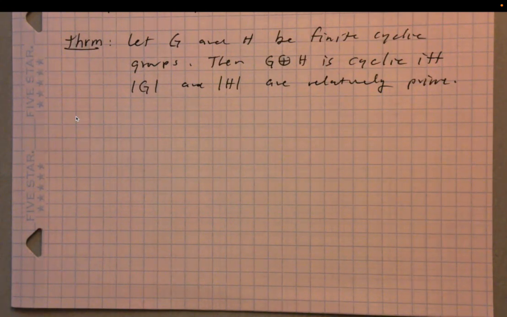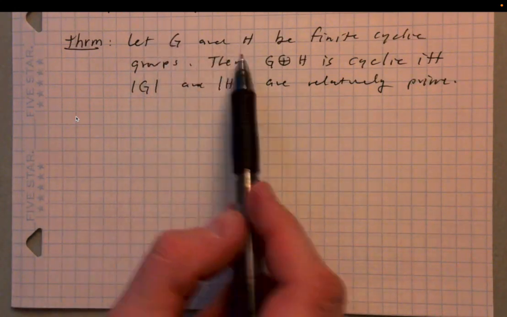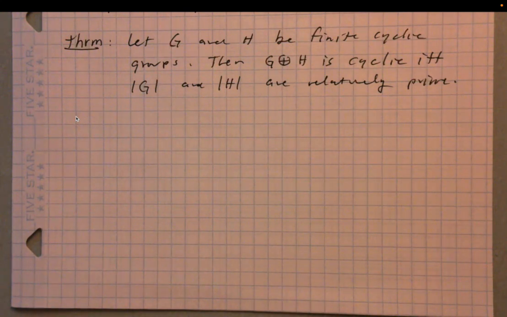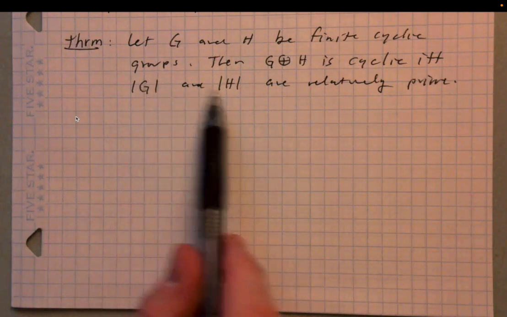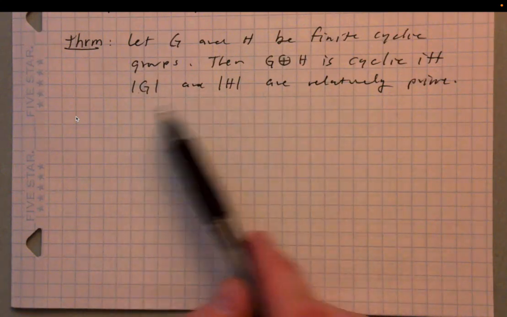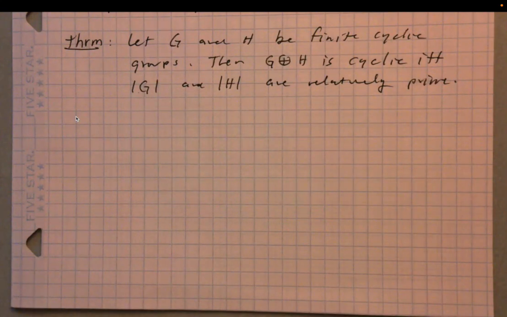All right. So this is saying that if you start with two cyclic groups, G and H, and you combine them as an external direct product, then the external direct product you get is cyclic if and only if the two groups that went into it are relatively prime in order. So that's kind of interesting. That's something that you might not have expected.